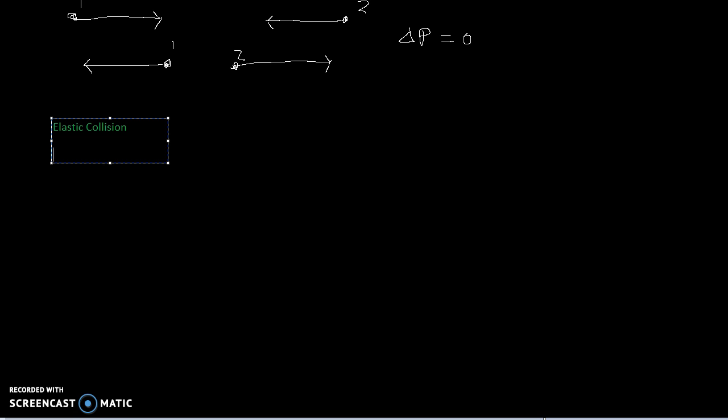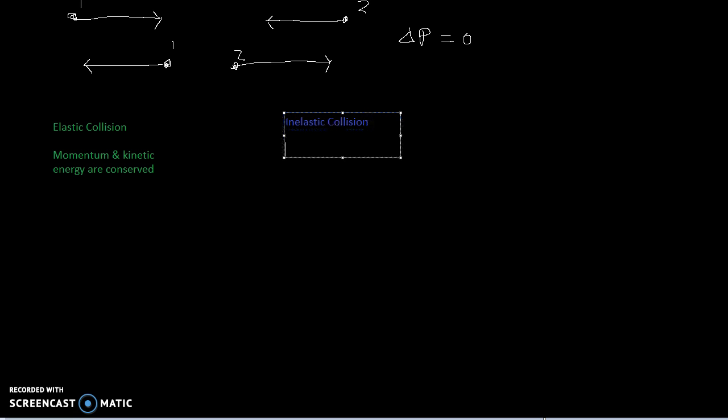And so what that means is that momentum and energy and kinetic energy are conserved. And the second type of collision is an inelastic collision. And on most of the AP problems, you can assume that it is completely inelastic. And what that means is if you have one object that collides into another object, they will move together at the same velocity in the end. So momentum is conserved, but the kinetic energy is not conserved.